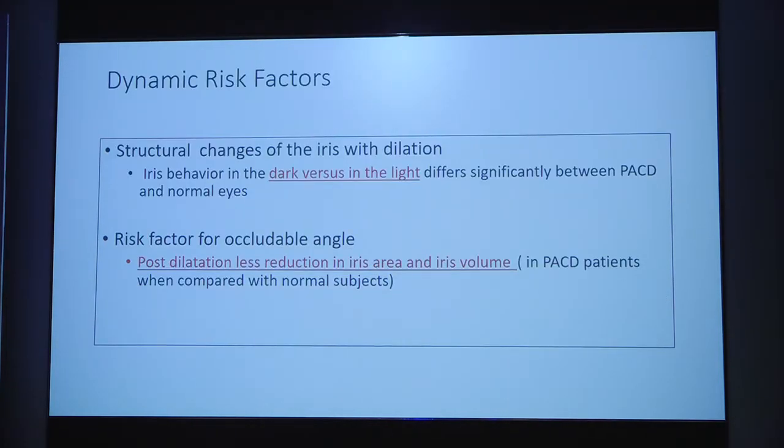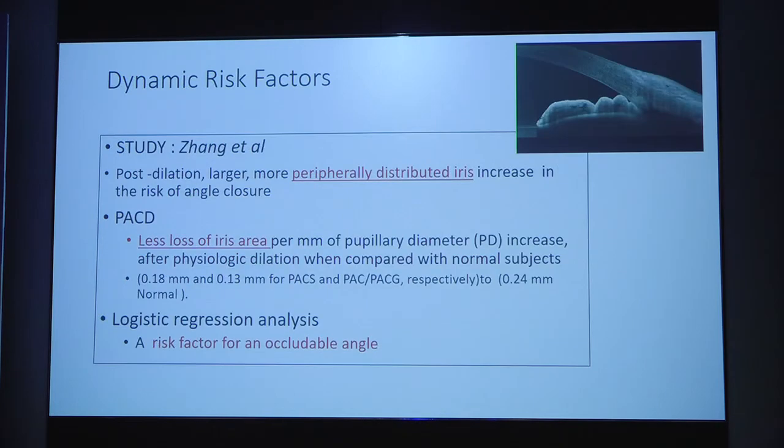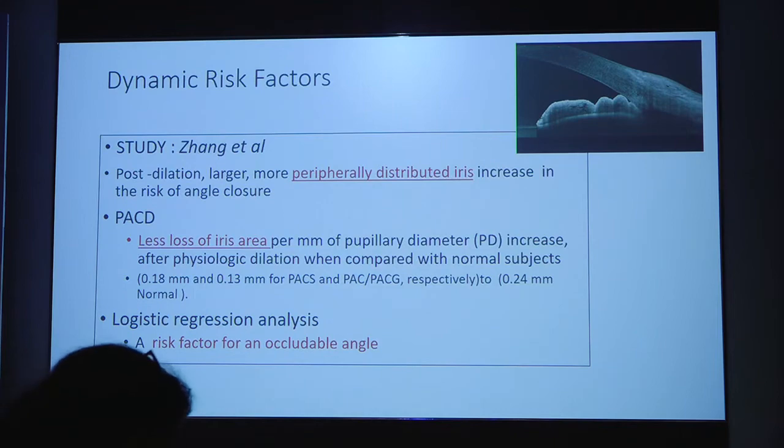So coming to dynamic risk factors, these are the structural changes of the iris with dilatation. Iris behavior in the dark versus in the light differs significantly between PACD and normals, and this is a risk factor for occludable angle: less reduction in the iris area and iris volume post dilatation as compared to normal patients. This is one study which shows that a peripherally distributed iris is a risk factor, and less loss of iris area per millimeter of pupillary diameter is also a risk factor. In logistic regression analysis this has been proved as a risk factor for occludable angles.